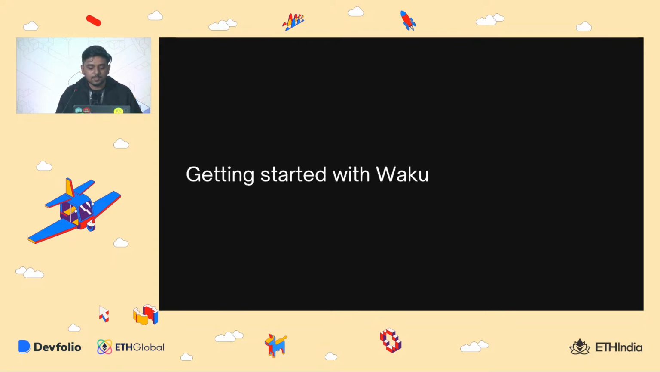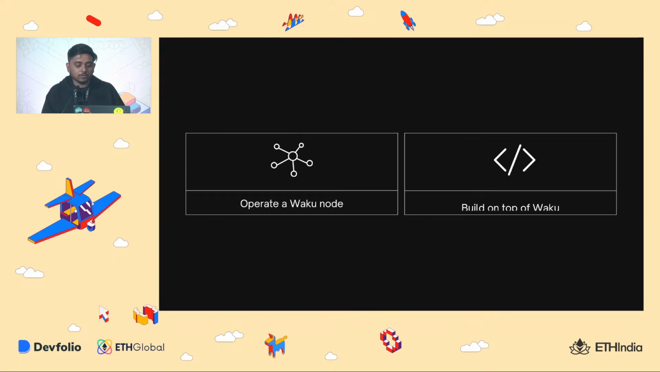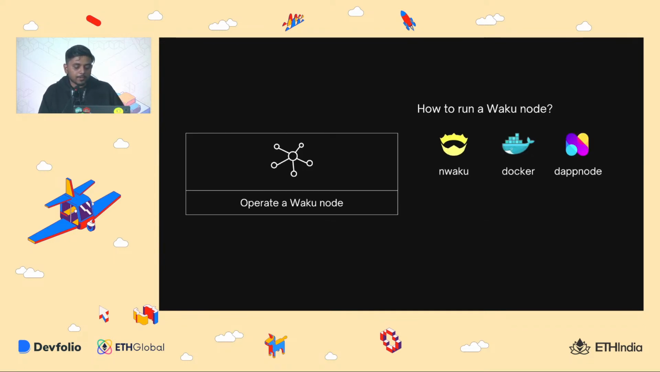Getting started with Waku, you have two ways of doing it. You can either operate a node and contribute to the Waku network, or you can build on top of Waku. Operating a Waku node might be a bit off topic for hackers, but in simple words, we have three different implementations and ways of hosting your own Waku node. You can use our nwaku, and we have binaries available on GitHub, and we also have a Docker compose command for you to get started without much friction. And we have a DApp node integration as well, so you can run your own Waku node in a matter of a few clicks.